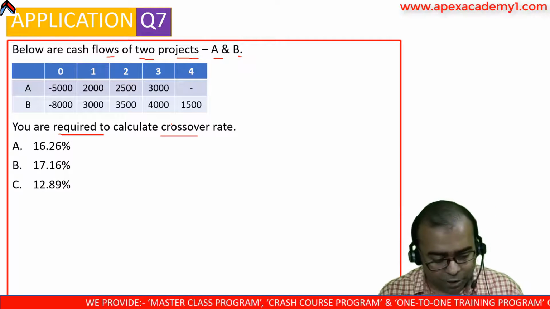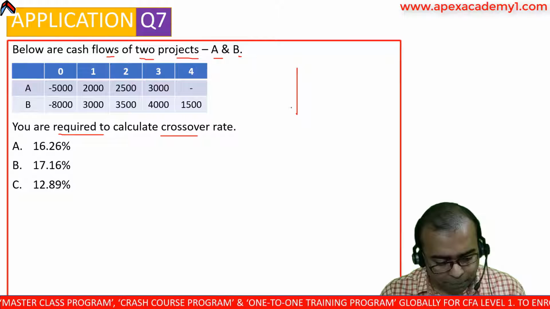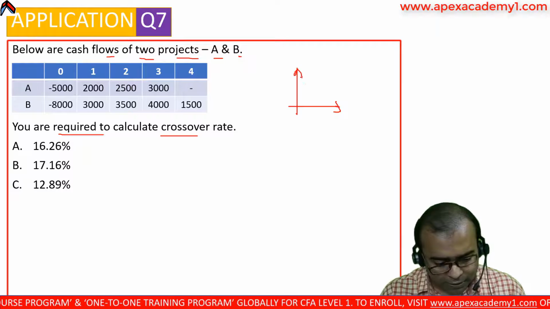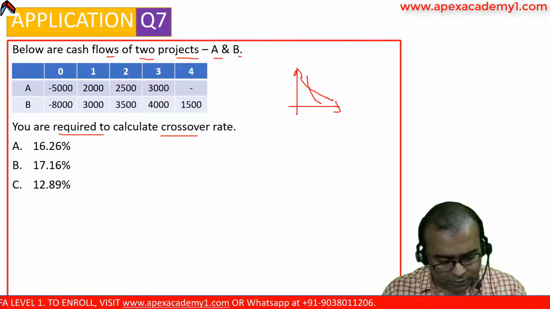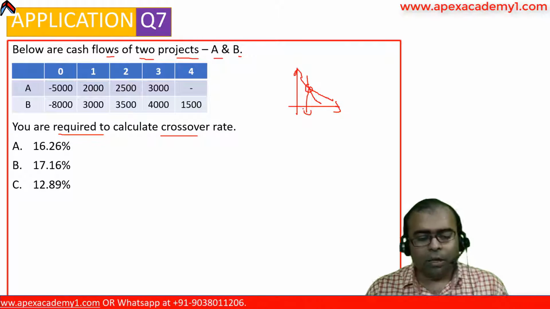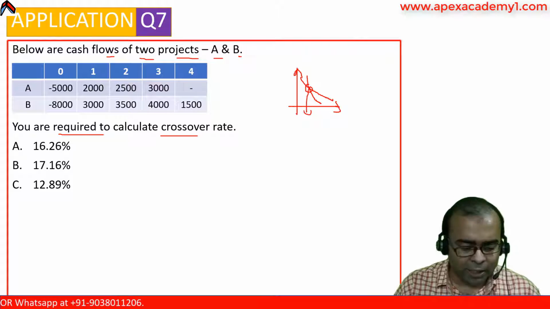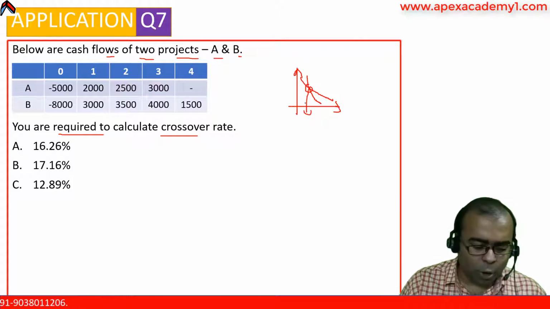The rate at which the two curves in the NPV profile intersect each other. So suppose this is curve 1 and this is curve 2, then this is the rate at which the NPV of both the projects are equal, and that rate is called the crossover rate.